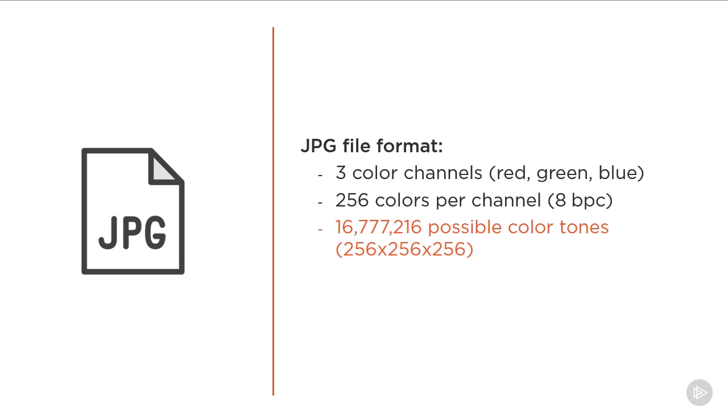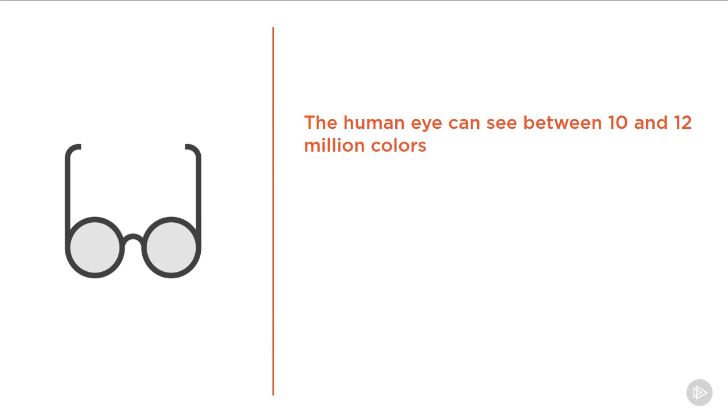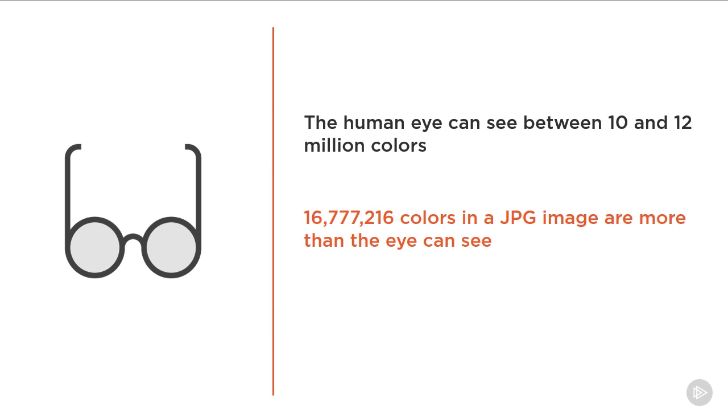Now, that's a lot of color tones. However, JPEGs also are, by definition, a form of compression, which means that there will be some data lost when you save a JPEG image. That's just what happens with the JPEG file format. Now, on the color tones, we have 16 million. The human eye can see between 10 and 12 million colors. So the JPEG image can already store more colors than the human eye is capable of seeing.